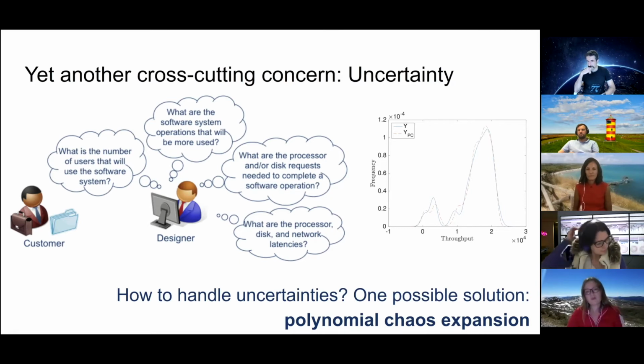One possible solution that we investigated in previous work was to use polynomial chaos expansion, which is a work published at JSS last year. And with this work, we tried to understand how the distribution of performance will be when we consider different uncertain parameters as an input. So let's go to our next slide.